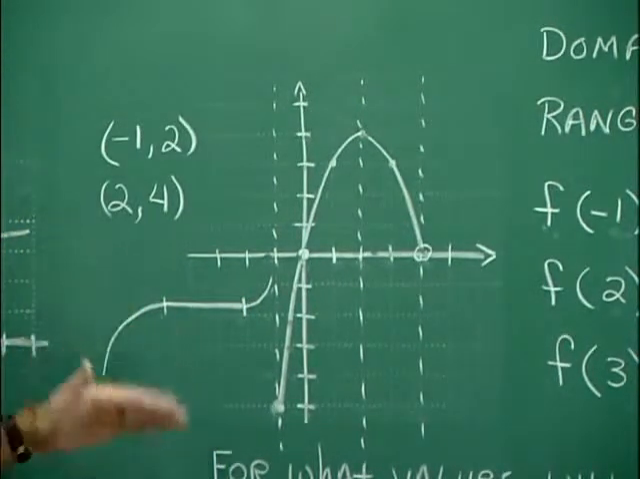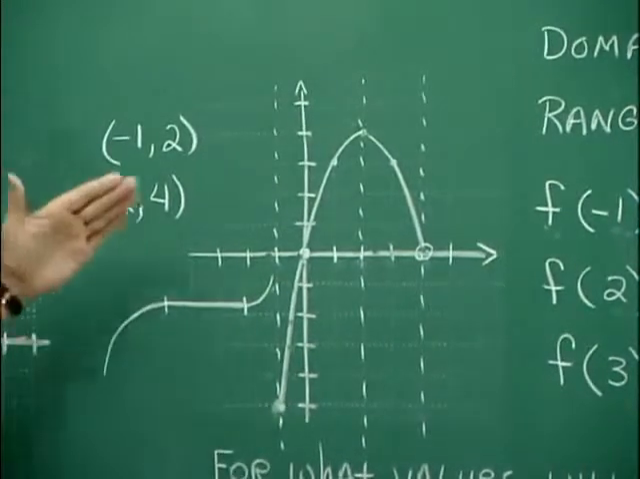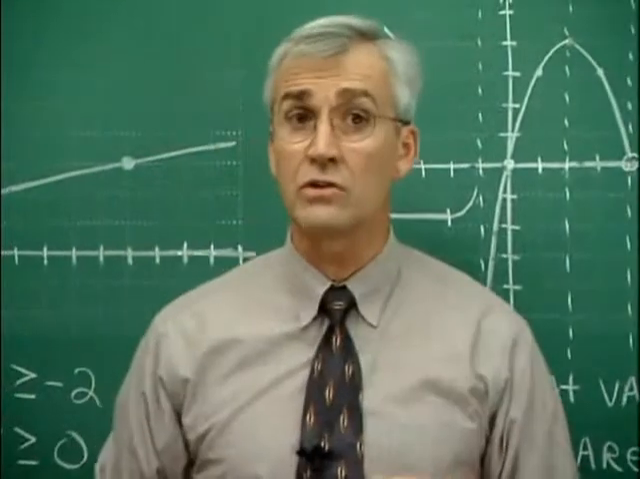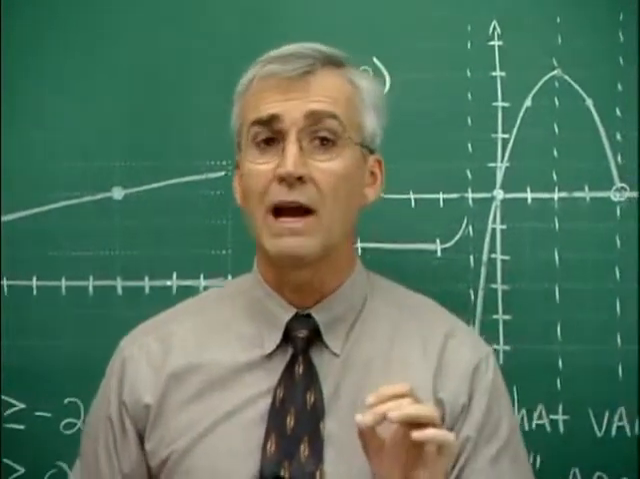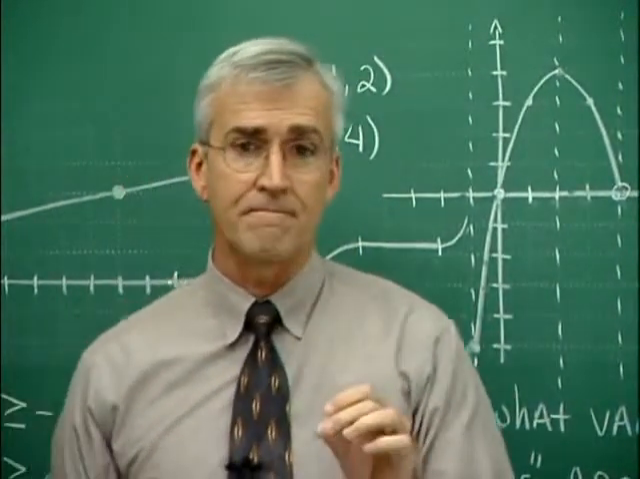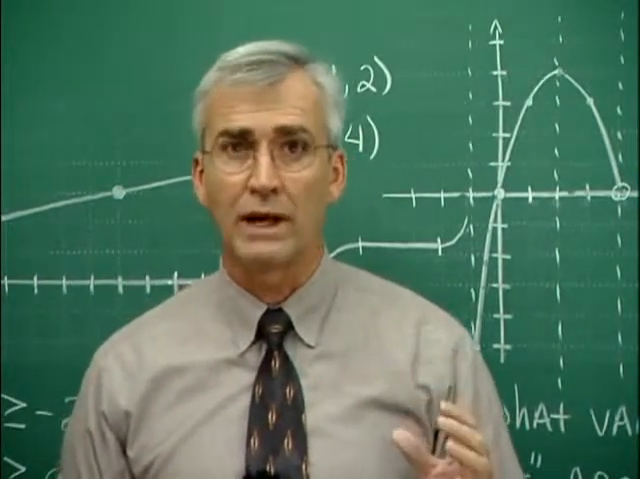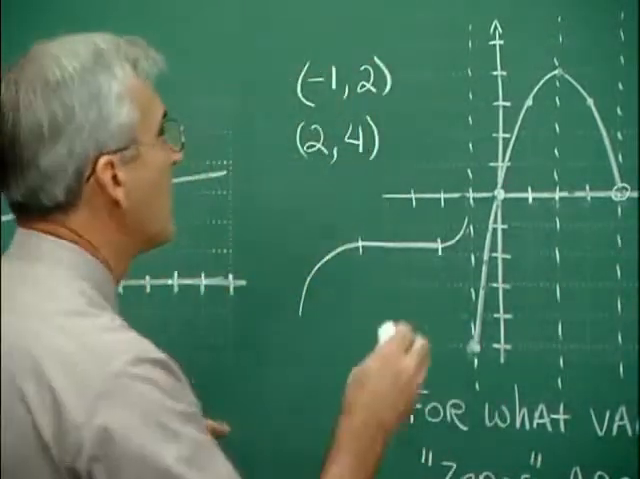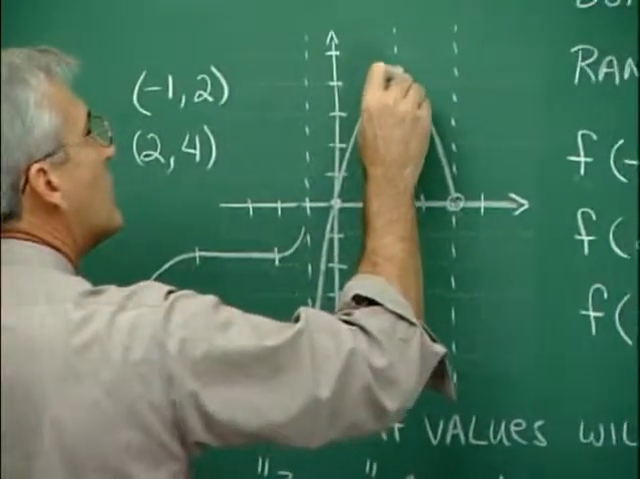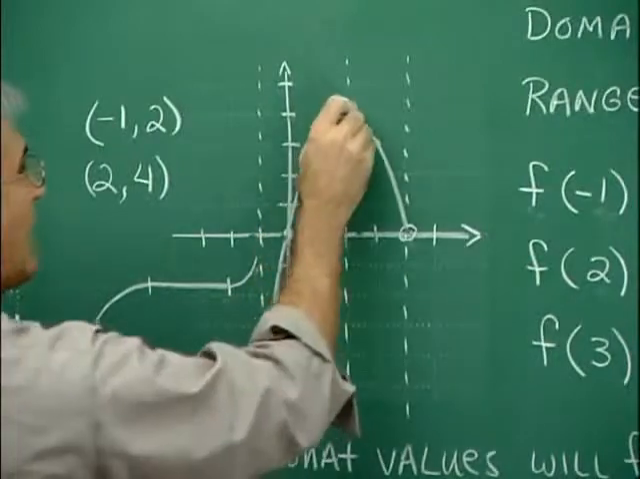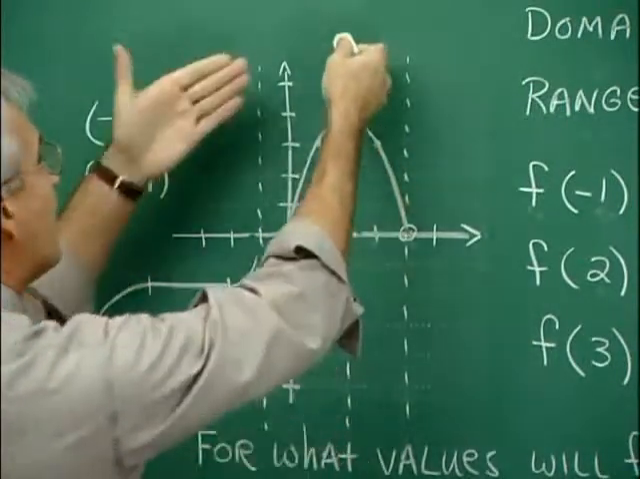Now, related to this idea of increasing and decreasing is the notion of positions on the graph where the graph has a relative maximum or minimum point. For example, this is a maximum point for this graph. It's an absolute maximum, actually, because there are no points above this point.